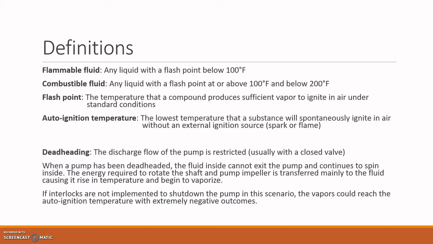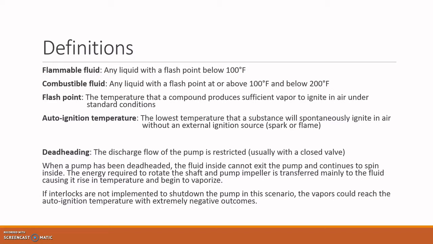First off, flammable fluid and combustible fluid. A flammable fluid is any liquid that has a flash point below 100 degrees Fahrenheit, and a combustible fluid is any liquid or substance with a flash point at or above 100 degrees Fahrenheit and below 200 degrees Fahrenheit. The flash point is the temperature at which the compound or substance produces enough vapor to ignite in air under standard conditions. And the auto-ignition temperature is the lowest temperature at which a substance will spontaneously ignite in air without an external ignition source. That could include anything from a spark to a flame.